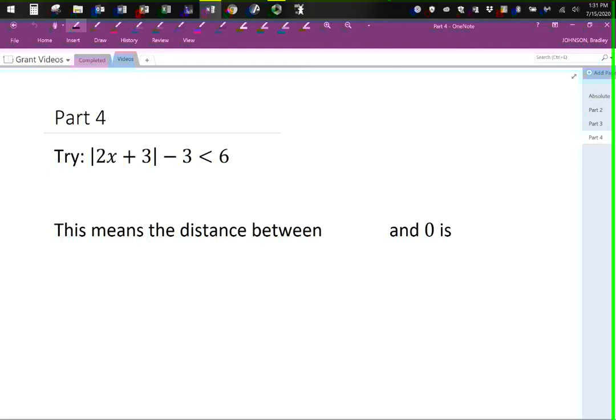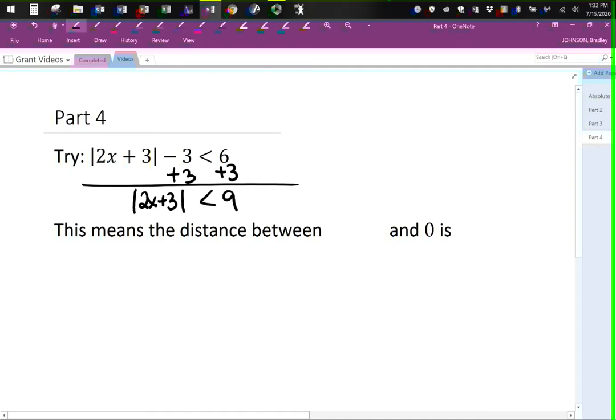We have the absolute value of 2x plus 3, minus 3, less than 6. What I need to do when we're set up in this way is I want absolute value of something less than something. I do not like this minus 3 in the way, this subtraction of 3. So what I'm going to do is add 3 to the right-hand side, and really, I'm adding to both sides. When you add it, you get 9.